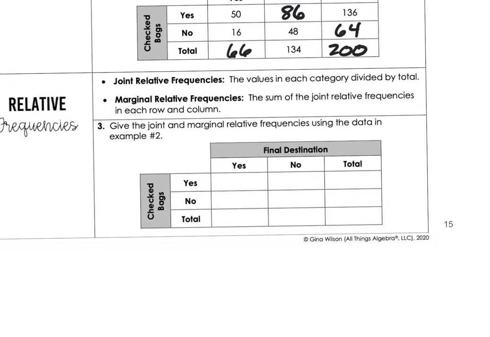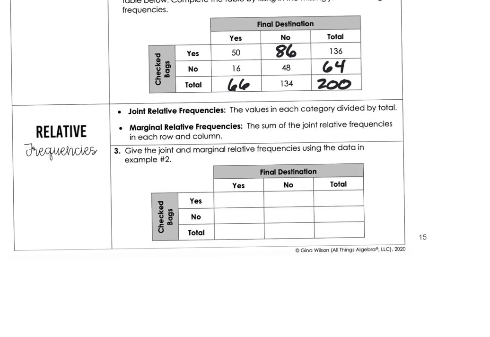Okay, the next thing that we're going to do is talk about the joint relative frequencies. So this is different than the joint frequency that we talked about at the top. Whenever it uses the word relative, we're going to put our information in as some type of fraction or decimal. It's basically a percentage. What percentage of the people answered this question this way?